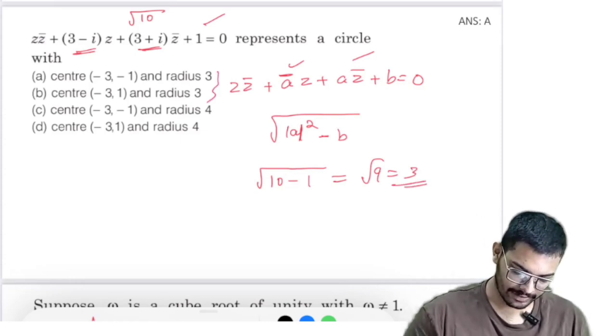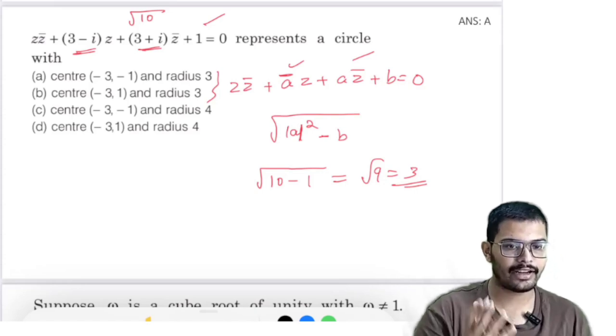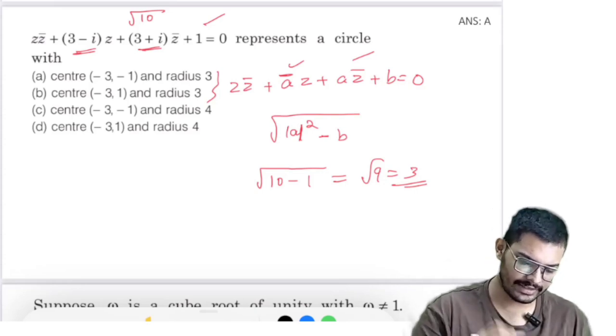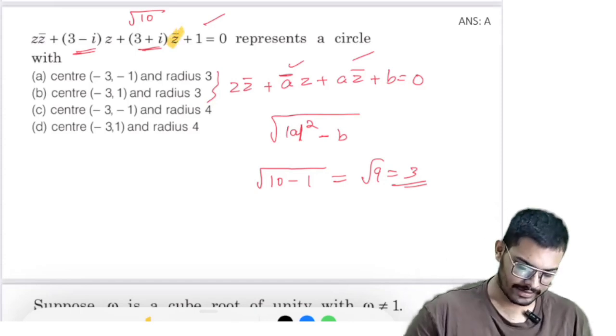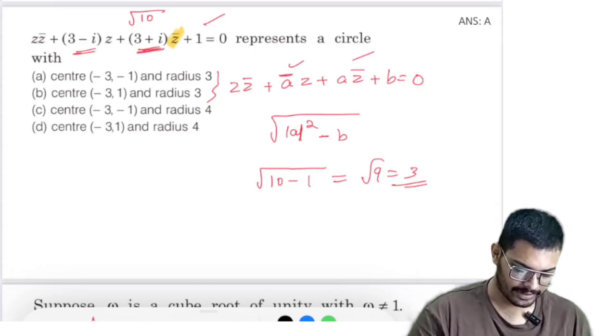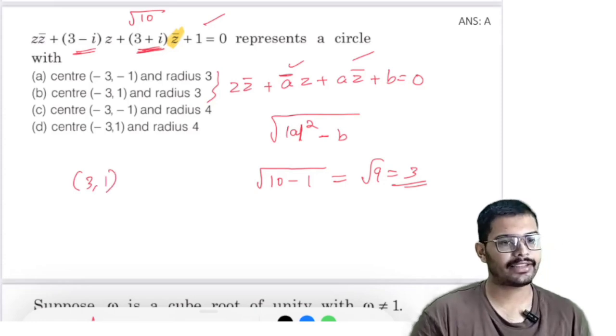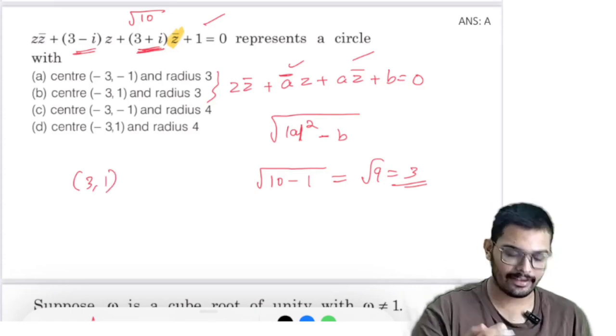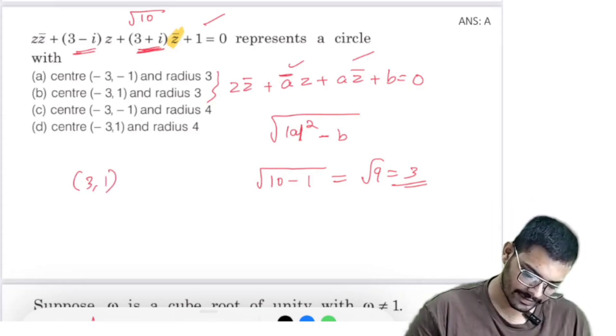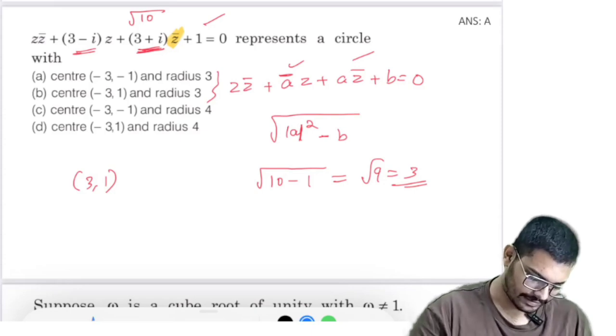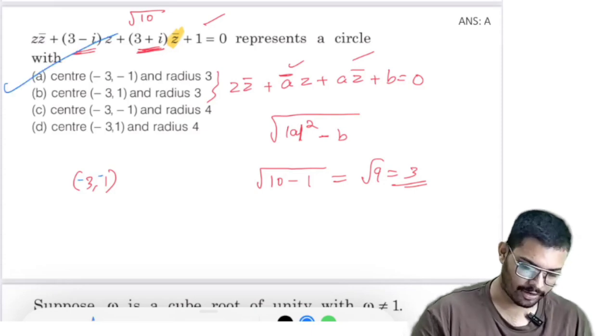Now the next thing, we need to find the center of the circle. How will you calculate the center of the circle? You don't need to put x plus iy and solve the equation. Just observe this. You just take the z bar term. What is there in the z bar term? This point, it is 3 comma 1. 3 plus i represents 3 comma 1. The negative of that point will give the center of the circle. That is, just interchange the sign. You will get this as option A.